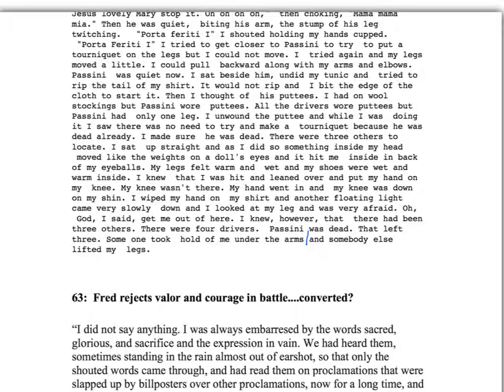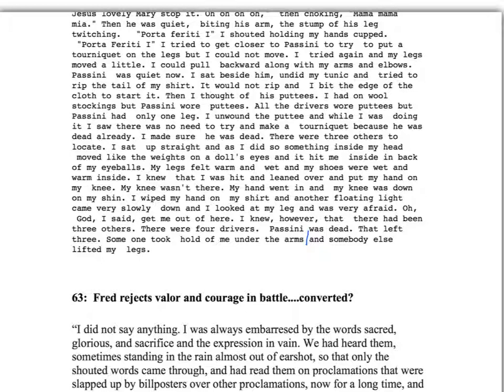I unwound the puttee, and while I was doing it, I saw there was no need to try and make a tourniquet because he was dead already. I was sure he was dead. There were three others to locate. I sat straight up, and as I did, something inside my head moved like the weight on a doll's eyes, and it hit me inside in the back of my eyeballs. My leg felt warm and wet, and my shoes were wet and warm inside. I knew that I was hit and leaned over and put my hand on my knee. My knee wasn't there. My hand went in, and my knee was down on my shin. I wiped my hand on my shirt, and another floating light came very slowly down. I looked at my leg and was very afraid. "Oh, God," I said, "get me out of here."